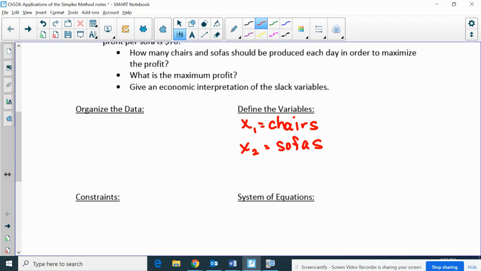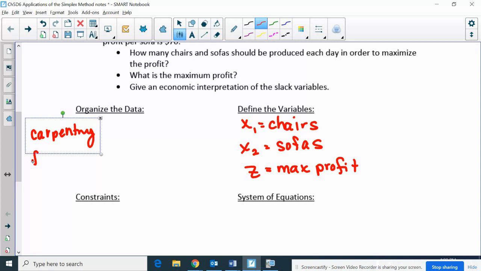What are we actually trying to solve for? Z is the max profit. And then we're going to need some slack variables. I'm going to come back to those. So I'm going to organize my data. How are we making chairs and sofas? We had three things we have to do. We have carpentry, finishing, and upholstery. And x sub 1, x sub 2, and my total column.